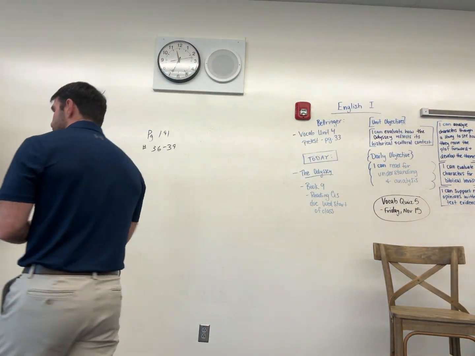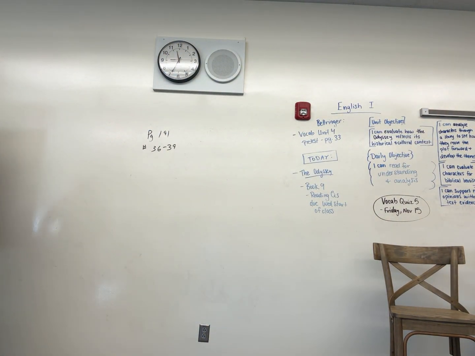Okay, so first off, question 36 asks for the midpoint. To find the midpoint, you do x1 plus x2 divided by 2, y1 plus y2 divided by 2. So I should have negative 2 plus 6 divided by 2, comma, negative 1 plus 3 divided by 2. That gives me 2 comma 1.